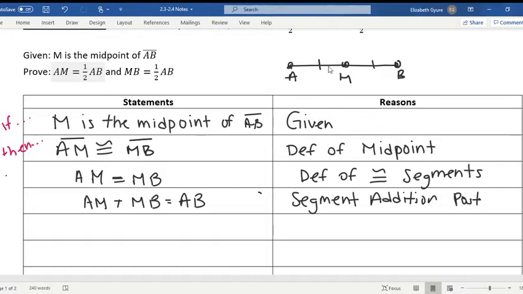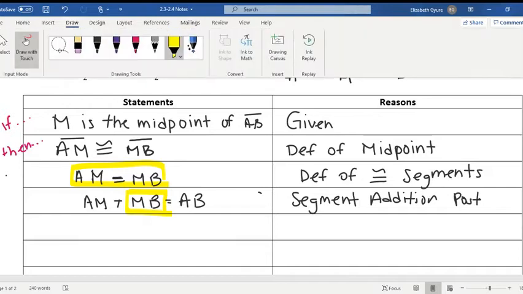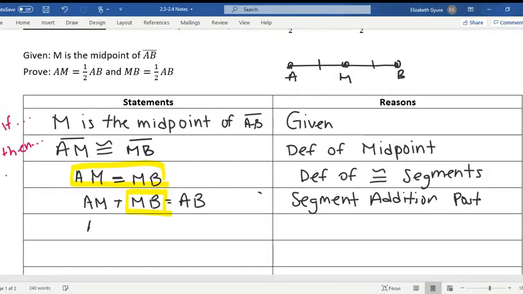So I'm trying to show that the measure of AM is half of the whole thing. So I want to get rid of MB and then vice versa. And I know that the measures are equal, so what I can actually do here is substitute one in for the other. So instead of saying AM plus MB, since I know here that AM is equal to the measure of MB, I'm going to replace MB with AM. So what I'm going to rewrite this as is the measure of AM plus the measure of AM equals the measure of AB. Because again, I know these are equivalent, so I could replace this.